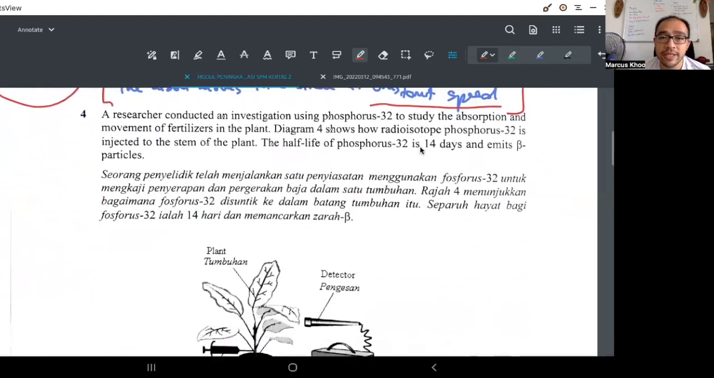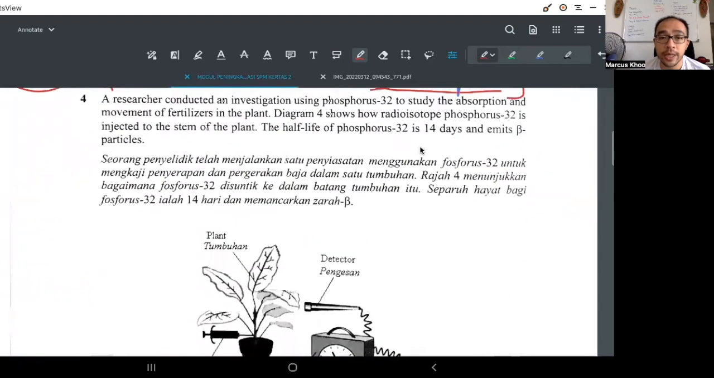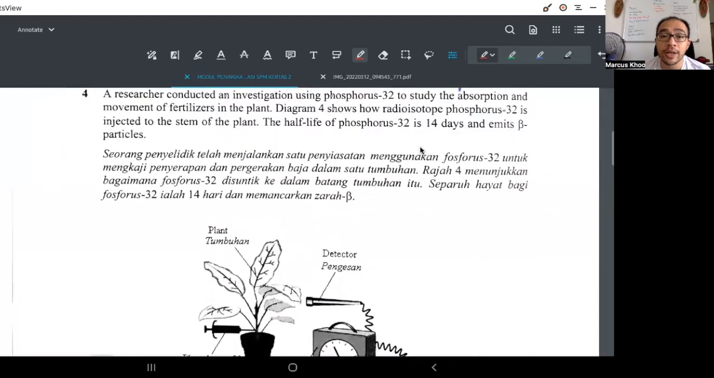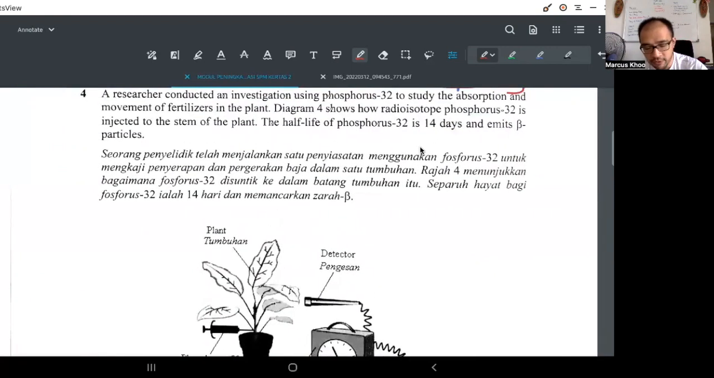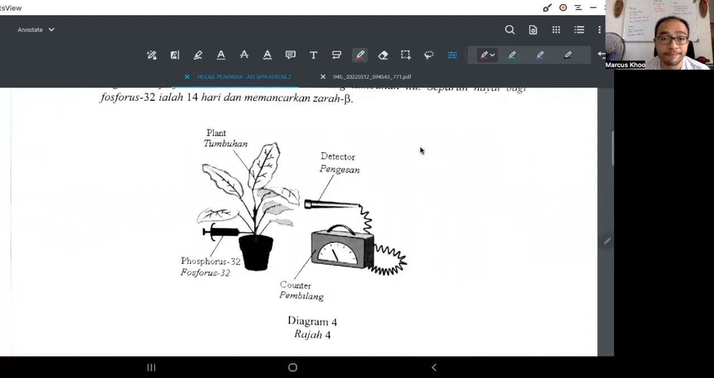Okay, number 4. Researcher conducted an investigation using phosphorus 32 to study the absorption and movement of fertilizers in the plant. Okay, so diagram 4 shows how the radioisotope phosphorus 32 is injected into the stem of the plant. Okay, the half-life of phosphorus is 14 days and emits beta particles only. Wow, so nice. Okay, beta particles.